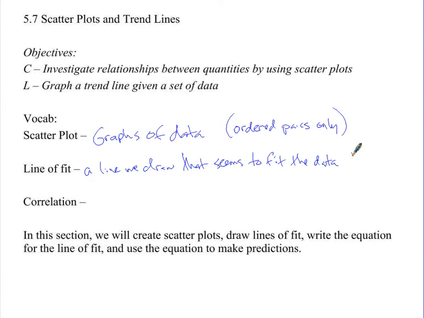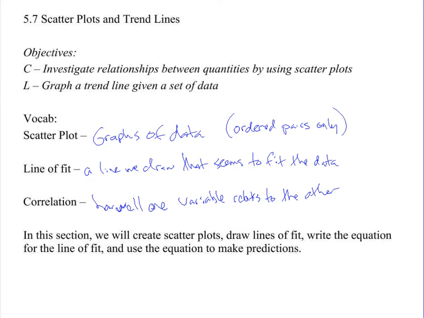Correlation is how strongly one variable relates to the other. So how well one variable relates to the other. We're going to talk about correlation here in a little bit to give you some examples.